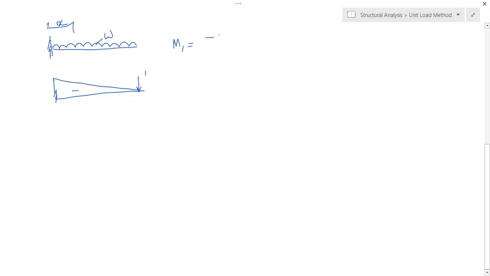M1 is minus W (L minus x) squared by 2. This value is L, and this value is minus (L minus x). So M2 is minus of (L minus x).